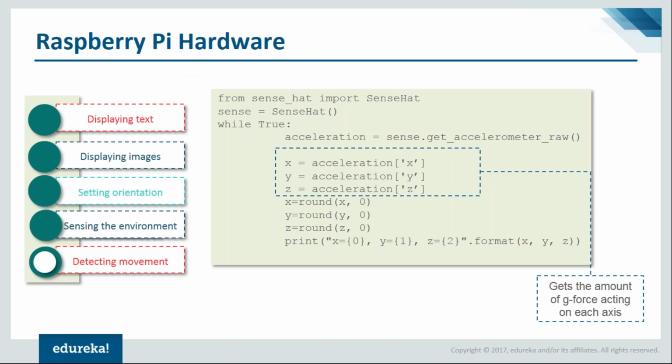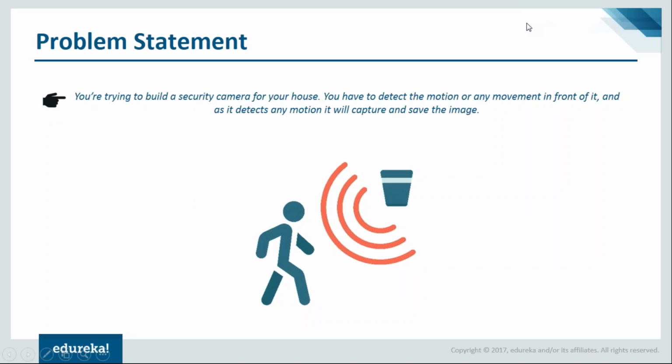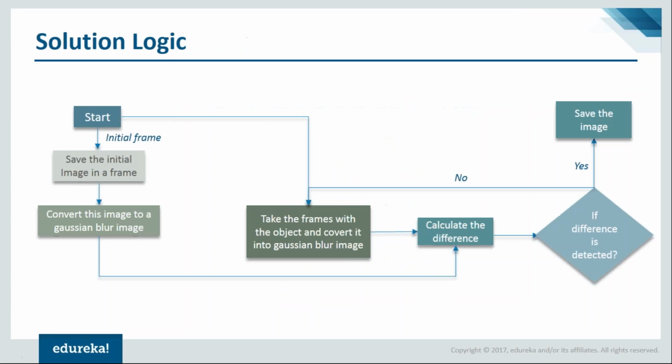Now, moving forward, let's look at the most important and interesting part of today's session, which is basically the demo using Raspberry Pi. So what we're going to do here is try to create a motion detection system. We're going to build a security camera system which detects motion in front of it, and it captures an image based on this.